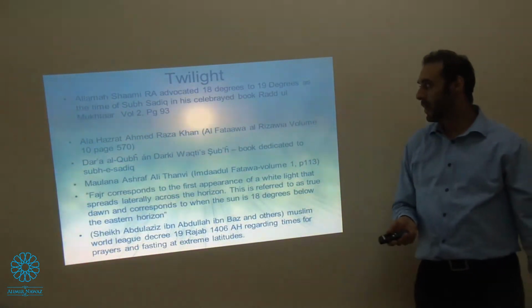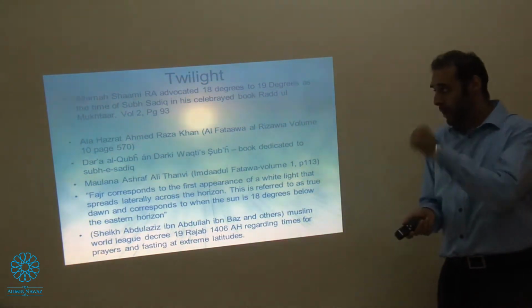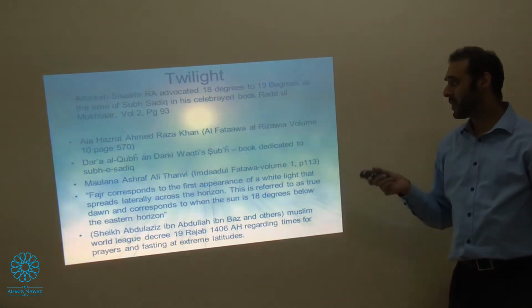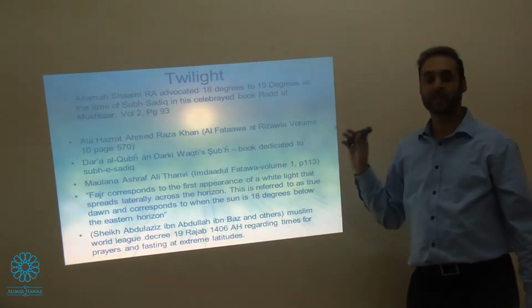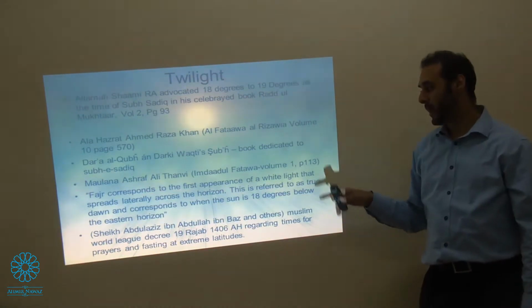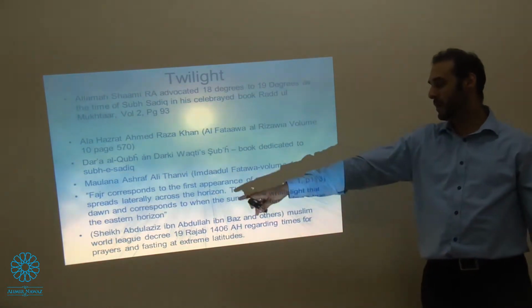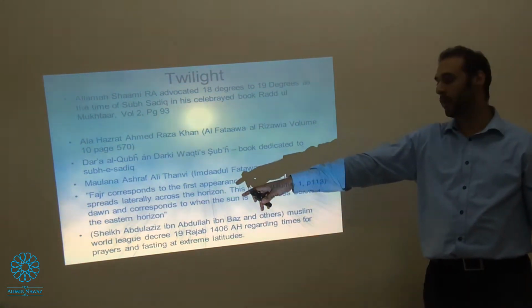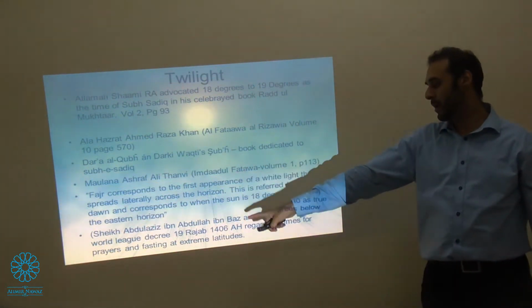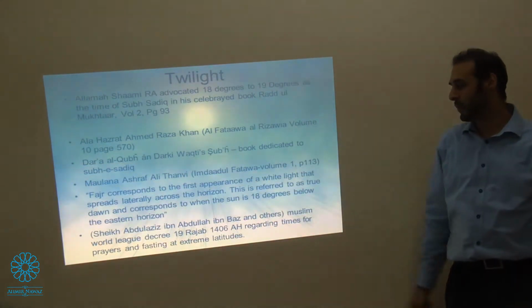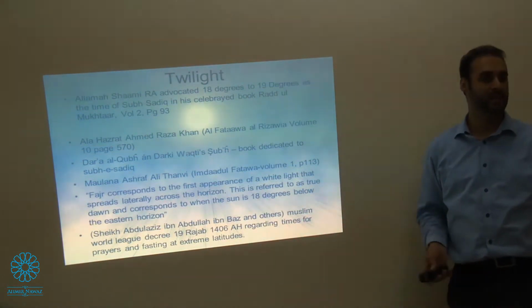So Allama Shami rahmatullahi alayhi advocates 18 to 19 degrees as the time for Subh Sadiq in his celebrated book Rad al-Mukhtar. Allah Hazrat Ahmad Raza Khan rahmatullahi alayhi, in his Fatawa Rizviya, and this is a whole book he's written on the phenomenon of Subh Sadiq, on this issue of solid depression angles and twilight. And Maulana Ashraf Ali Thanvi in his Imdadul Fatawa, again 18 degrees. And Sheikh bin Baz of Saudi Arabia, along with Sheikh Fawzan and the shura they have, in one of their decrees in the Muslim World League, 19 Rabiul 1406, they said Fajr corresponds to when the sun is 18 degrees below the eastern horizon.